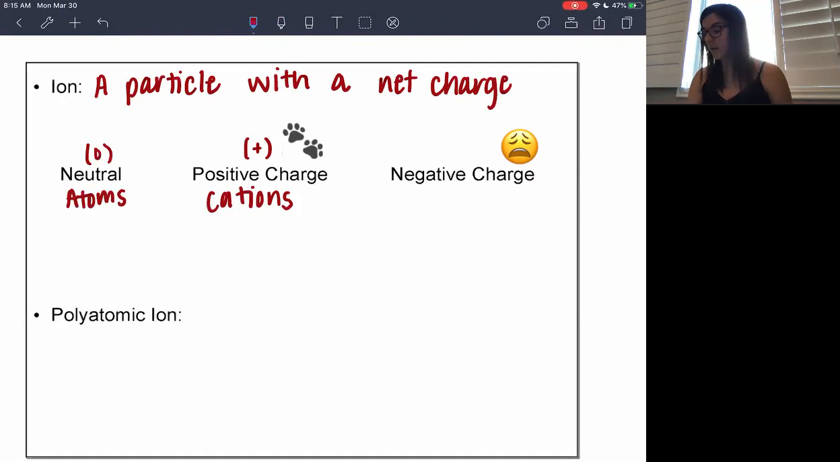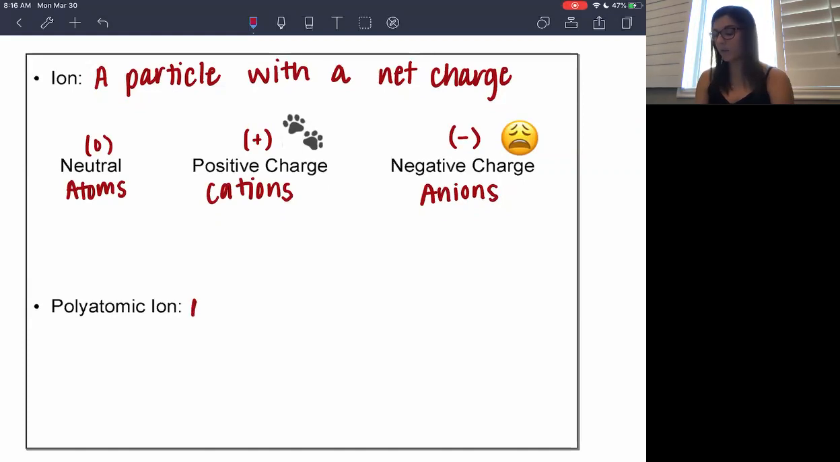Anions are negative charged ions. And I don't really have a good way to remember anions other than it's spelled just like onions. It just has an A in the very front instead of an O. And onions make you cry, and that's a negative thing. That's a sad thing. So anions are negative. Now, there's one other type of ion that I haven't mentioned so far, but we'll see it in the future. A polyatomic ion is an ion made of multiple atoms.